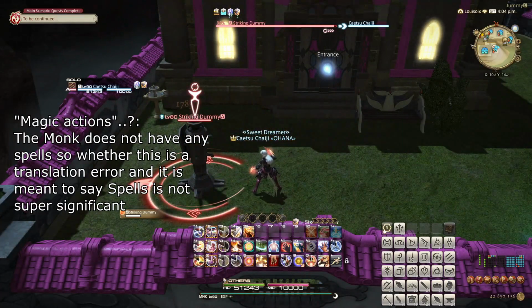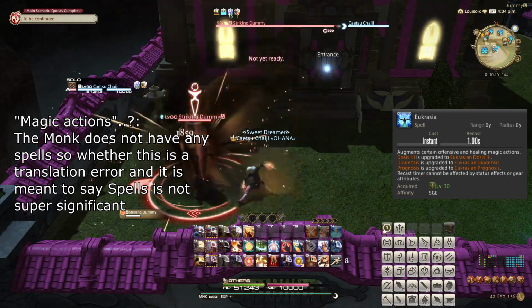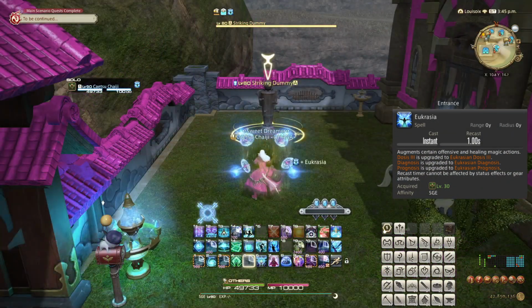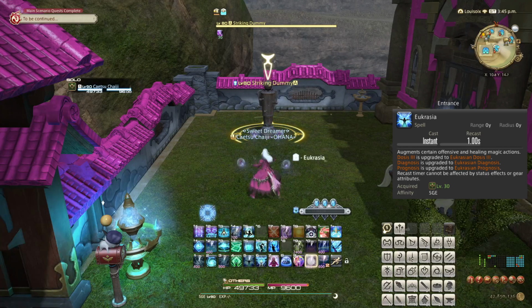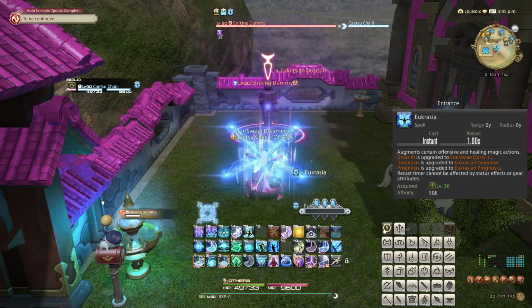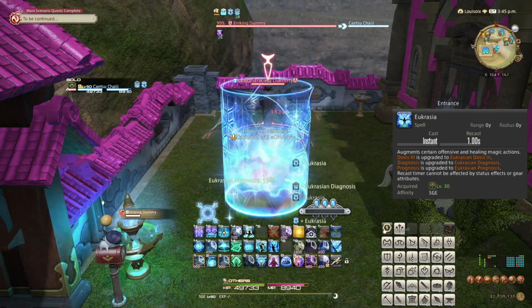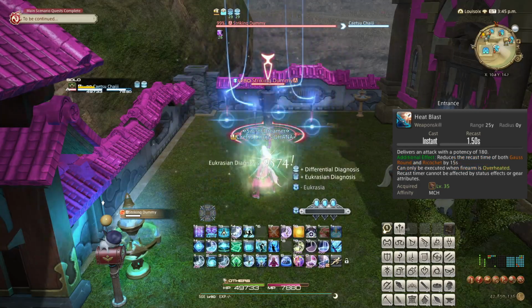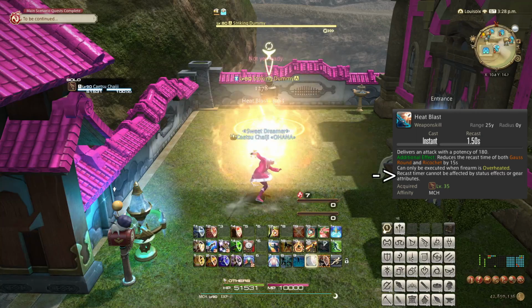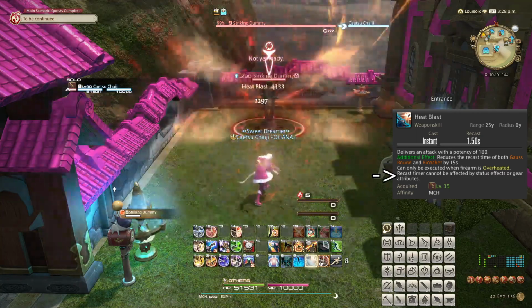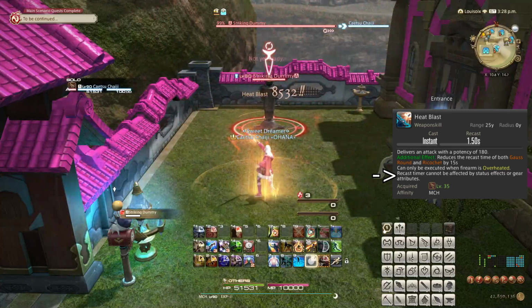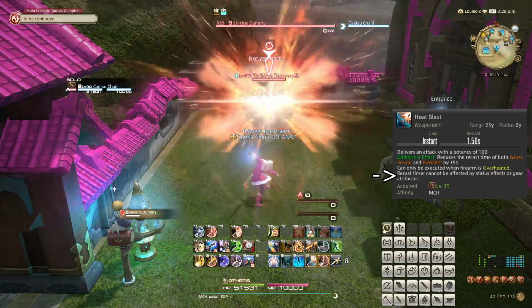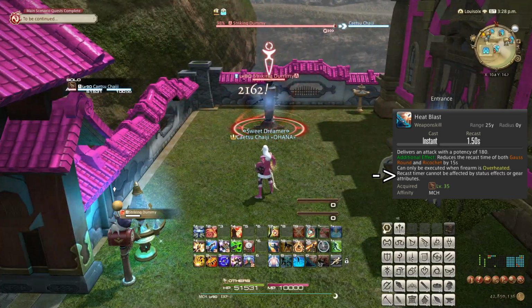For the opposite effect, Sage's Eucrasia and Machinist's Heat Blast are spells and weapon skills that have shorter recast times than 2.5 seconds. These will enforce the global cooldown as their cooldown, and additionally will be unaffected by skill speed and spell speed as denoted by the line, "Recast timer cannot be affected by status effects or gear attributes." This is common on actions with 1.5 or less seconds of cooldown.